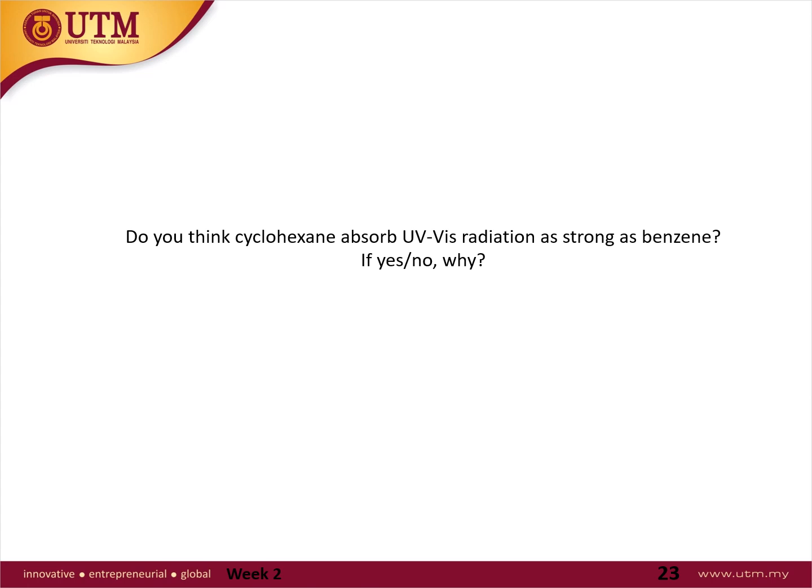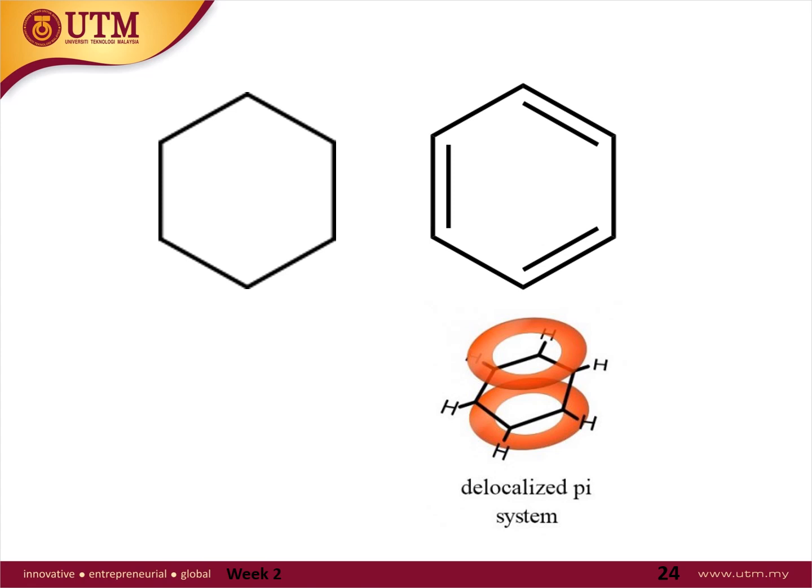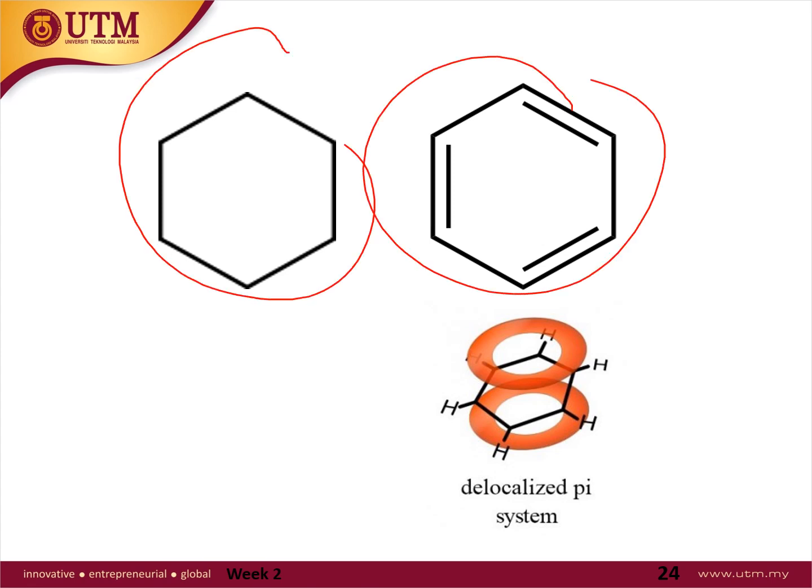So do you think cyclohexane absorbs UV-VIS radiation as strong as benzene? Adakah ini akan absorb sama seperti benzene? Jawapan dia no lah, sebab there's no C double bond C and there's no conjugation at all. So cyclohexane will not absorb radiation as compared to the benzene.